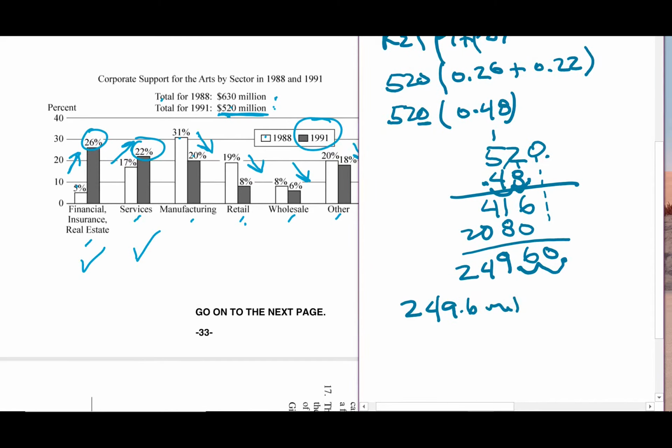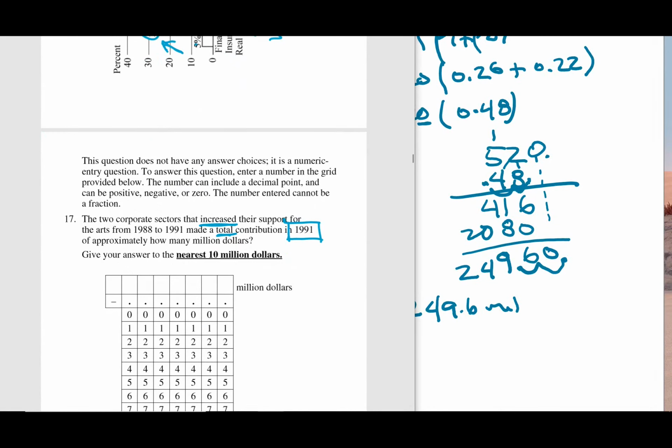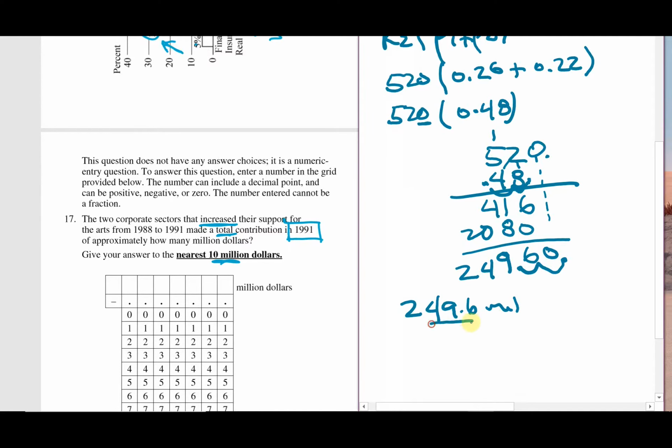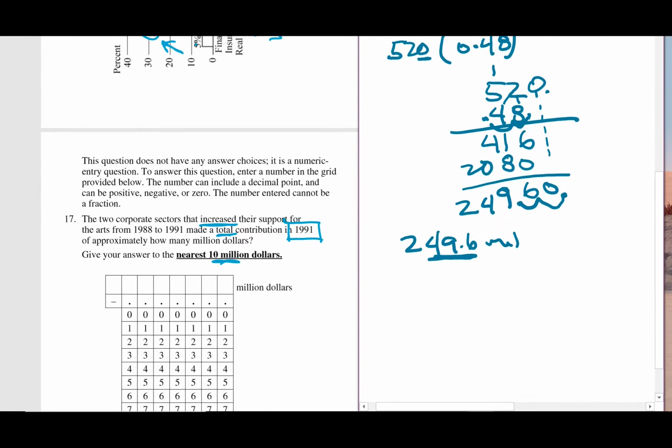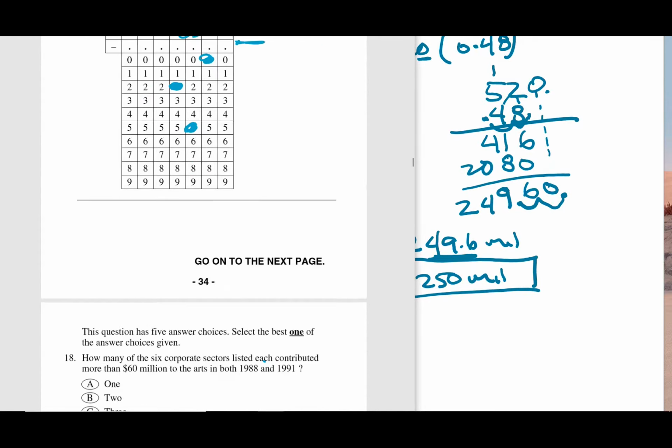And it says in the question, round your answer to the nearest $10 million. So we're going to focus on the tenths place, 49.6, and that's just going to be approximately 250 mil. It's going to be our answer. And right here, it's already in millions, so we just put 250, and then you shade in 250. Okay, there's that problem.